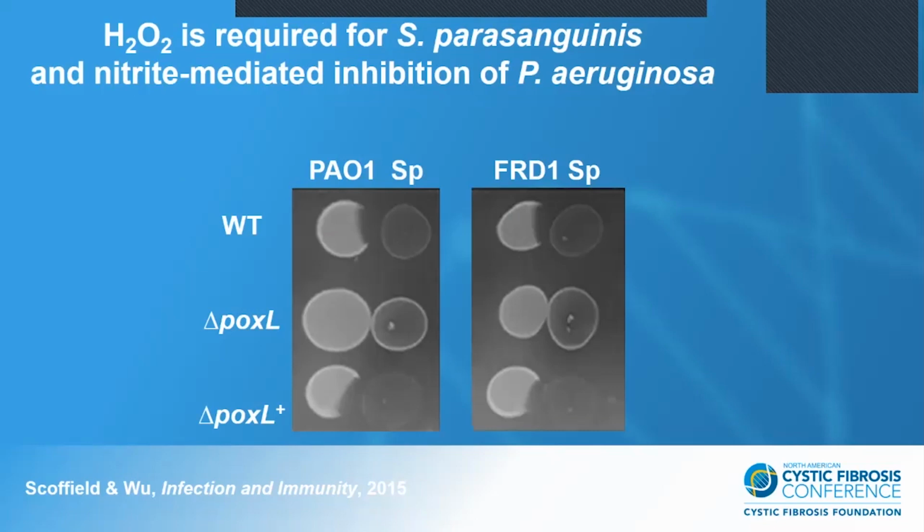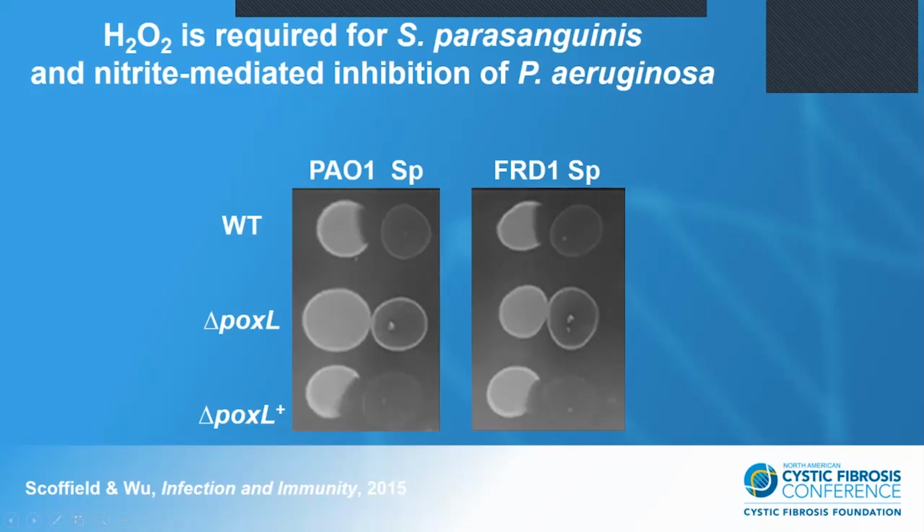And so we wanted to know exactly how does parasanguinus interfere with Pseudomonas aeruginosa viability in a nitrite-dependent manner. And as I mentioned before, hydrogen peroxide is a major virulence determinant produced by Strep parasanguinus. And so we questioned whether hydrogen peroxide had anything to do with the phenotype. So we knocked out the gene required for hydrogen peroxide production by Strep parasanguinus. This gene is called POXL, or pyruvate oxidase.